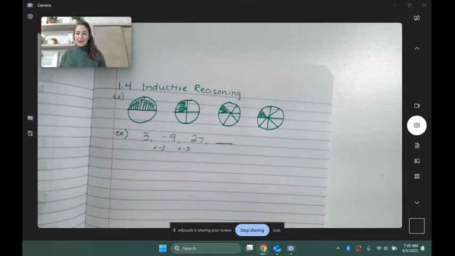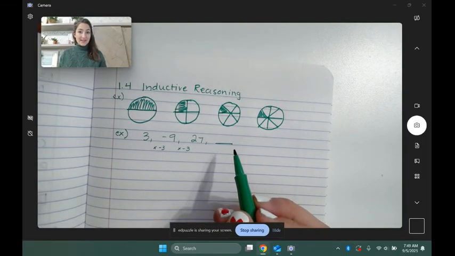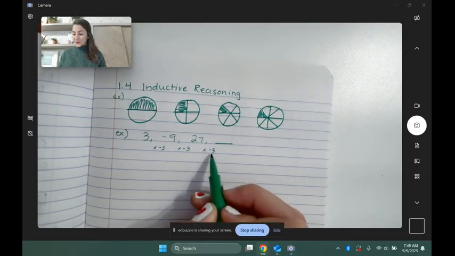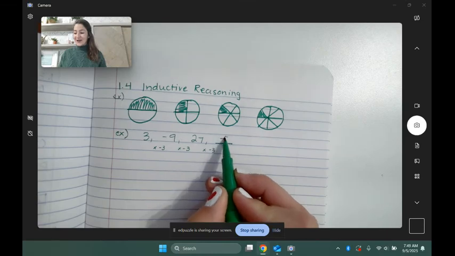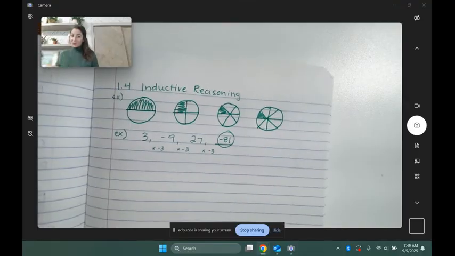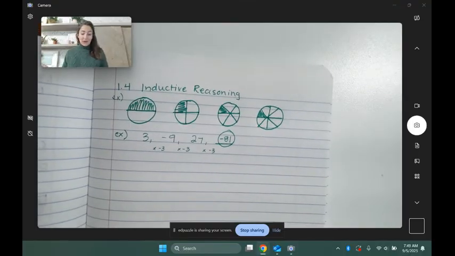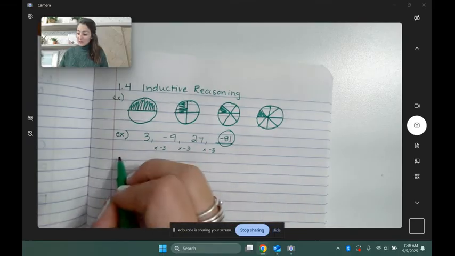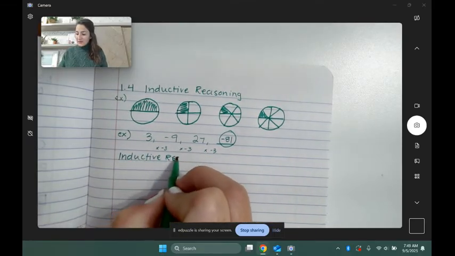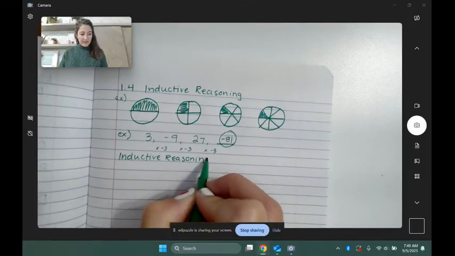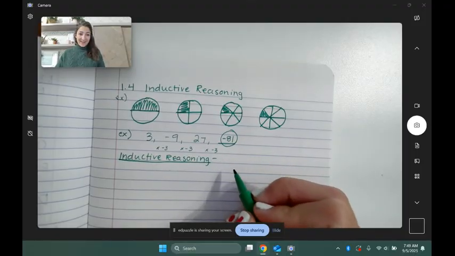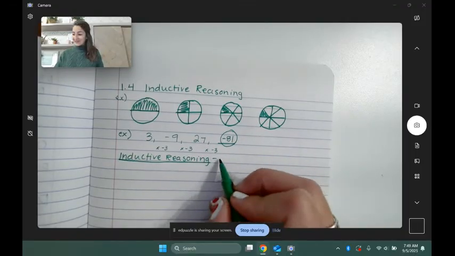So in this pattern, in order to find out what comes next, we had to figure out the pattern and then do that pattern to find my next term. I could even find the next term, multiply by -3 again, okay? So inductive reasoning is when you find a pattern to predict what will come next.